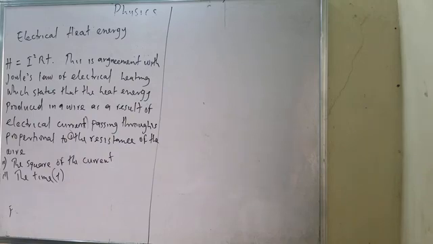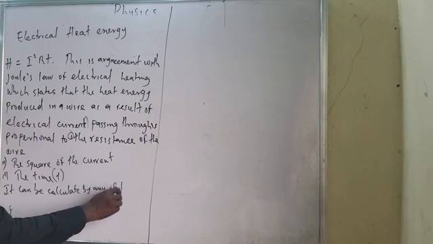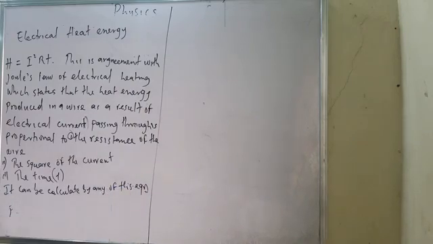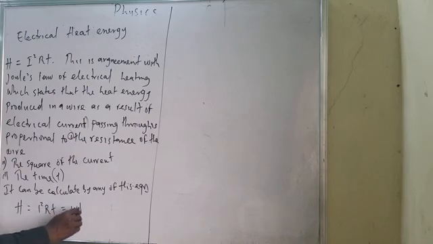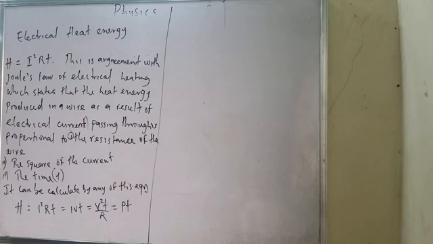It can be calculated by any of these equations. E equals I squared R T, can also be equal to IVT, can also be equal to V squared T all over R, can also be equal to PT. Please take note of that information. Now, I think with this, you can see what we'll be talking about on this part.